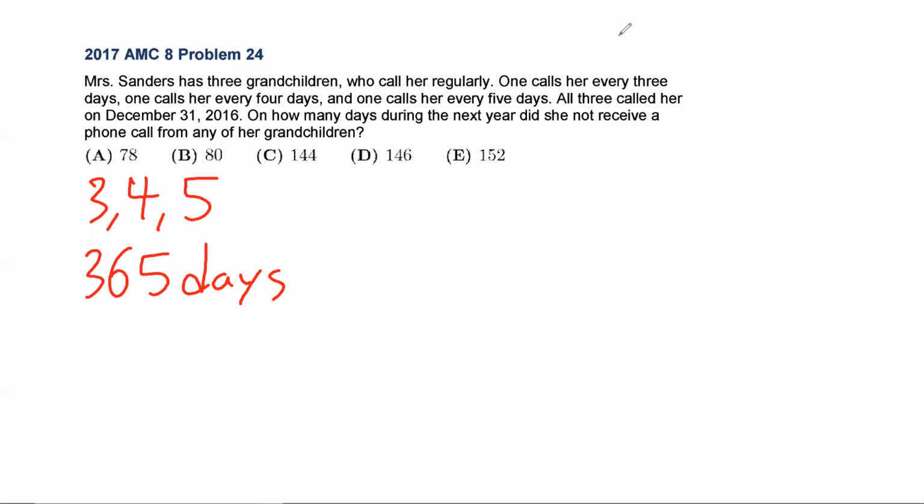And you might be tempted to say, well, since the question's asking how many days she did not receive a phone call, we know for the first grandchild, she doesn't receive a phone call 2/3 of those 365 days. And for the other grandchild, 3/4 of the 365 days. And for the other grandchild, 4/5 of the 365 days. And you might be tempted to say, well, let's just add all those numbers together.